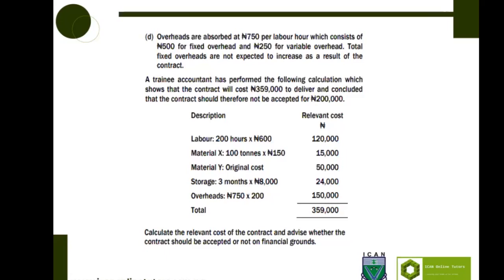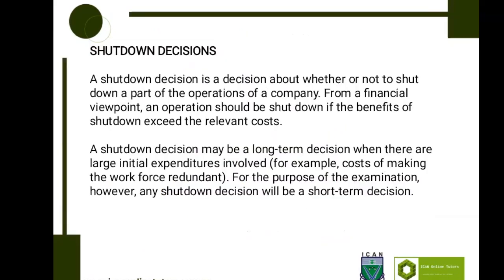Now the overhead, there's a part that is going to be relevant, which is the variable part. They said 250 for variable overhead. So 250 per hour times 200 hours will give the relevant variable overhead cost.